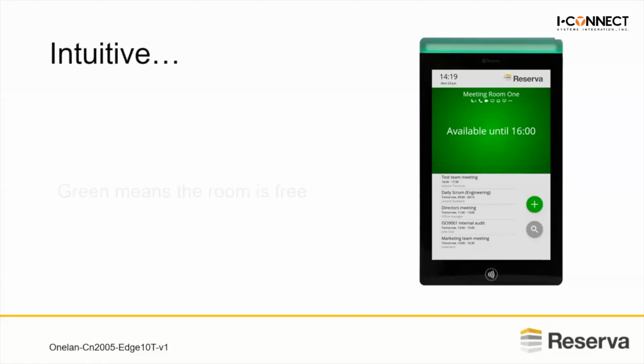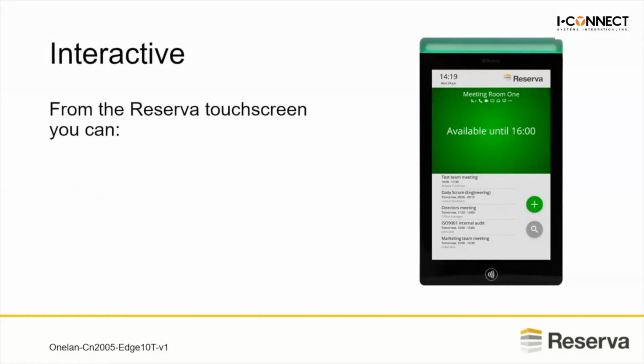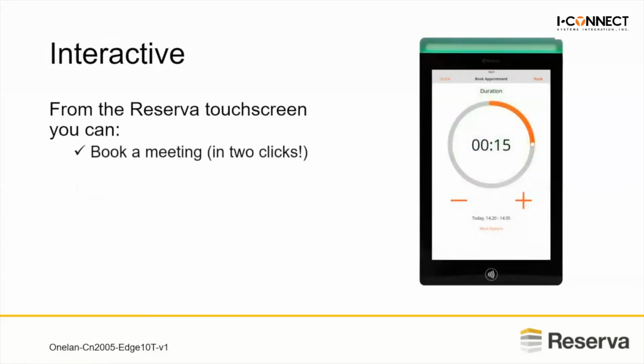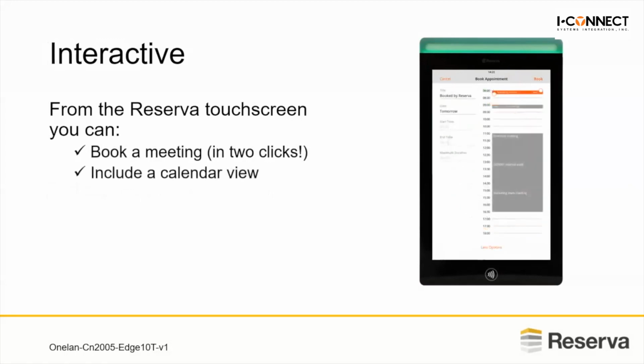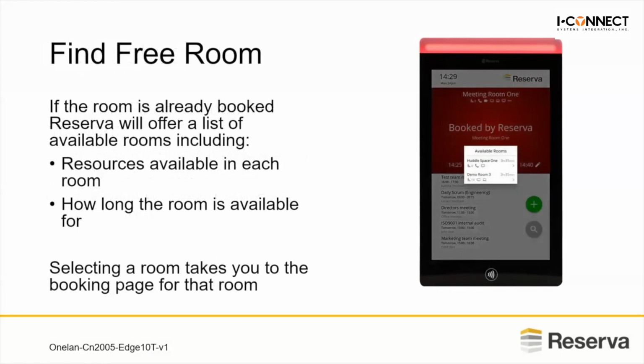Very intuitive. When the screen is green, the room is free. When the screen is red, it's occupied. On the screen itself, you can book a meeting in that room. You can access a calendar view, so you can book a meeting in that room, not for today, but for later. And you can shorten or extend the meeting. You can end the meeting.